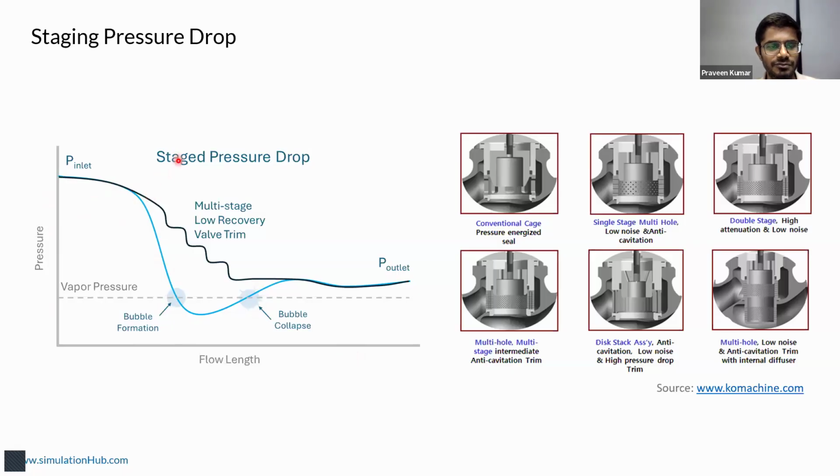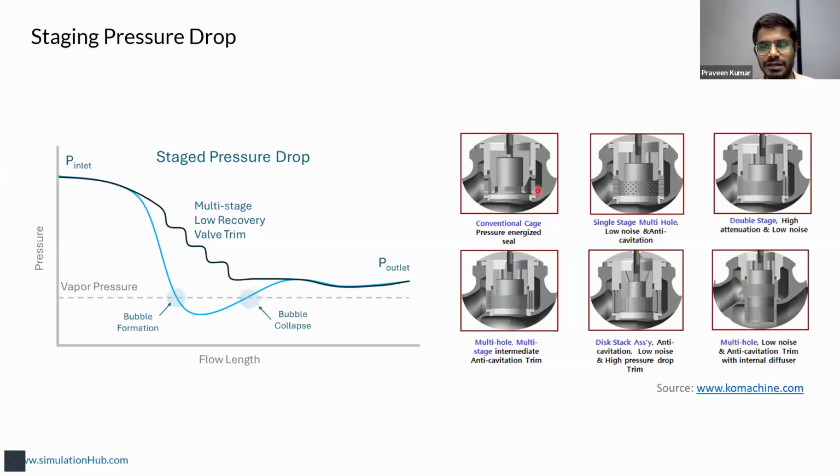Now when we have a staged pressure drop, the inlet and outlet are the same in both cases. You modify the design of the valve or flow path such that it doesn't have the single sharp pressure drop, but reaches P outlet from P inlet in multiple stages. It's a slow or low recovery valve trim design. So how is it done? In that case, it avoids touching the vapor pressure at all. The vena contracta will not go below the vapor pressure.